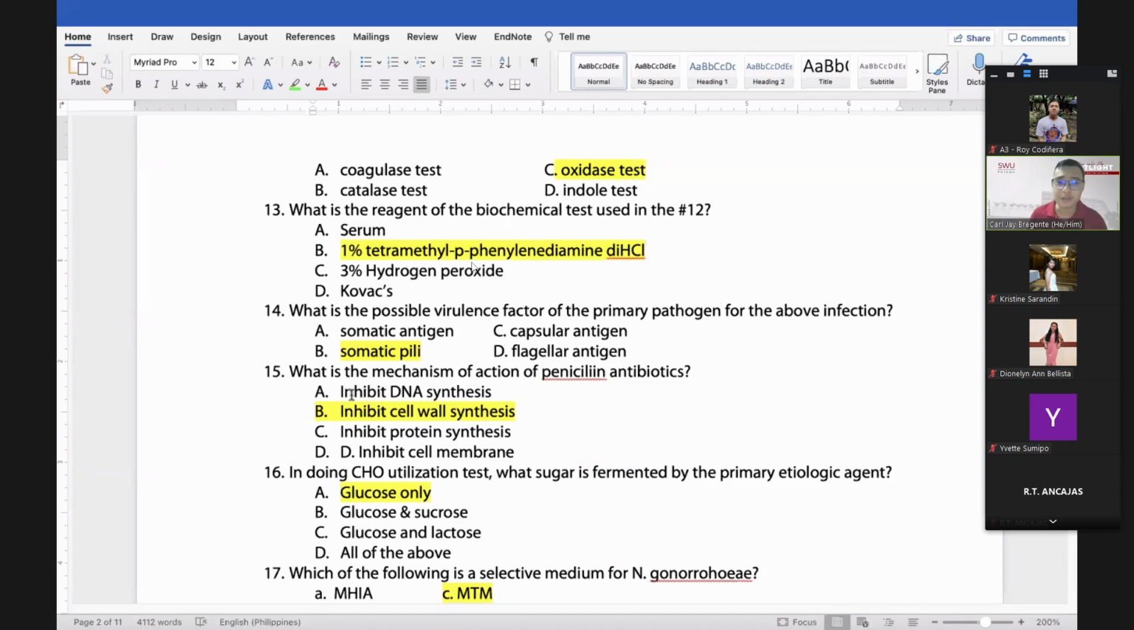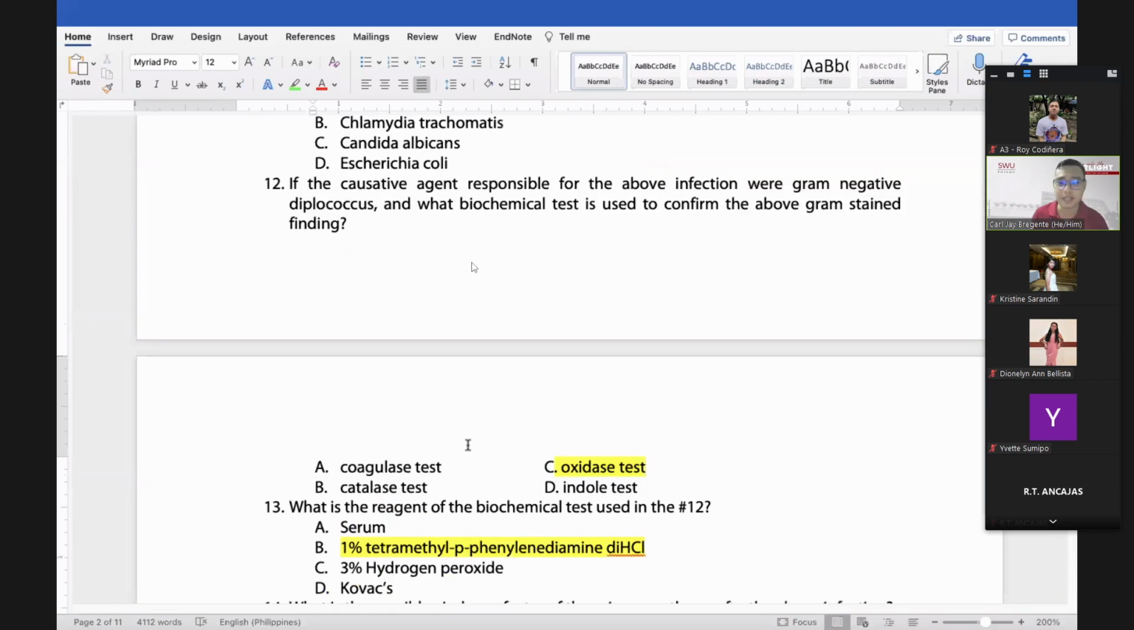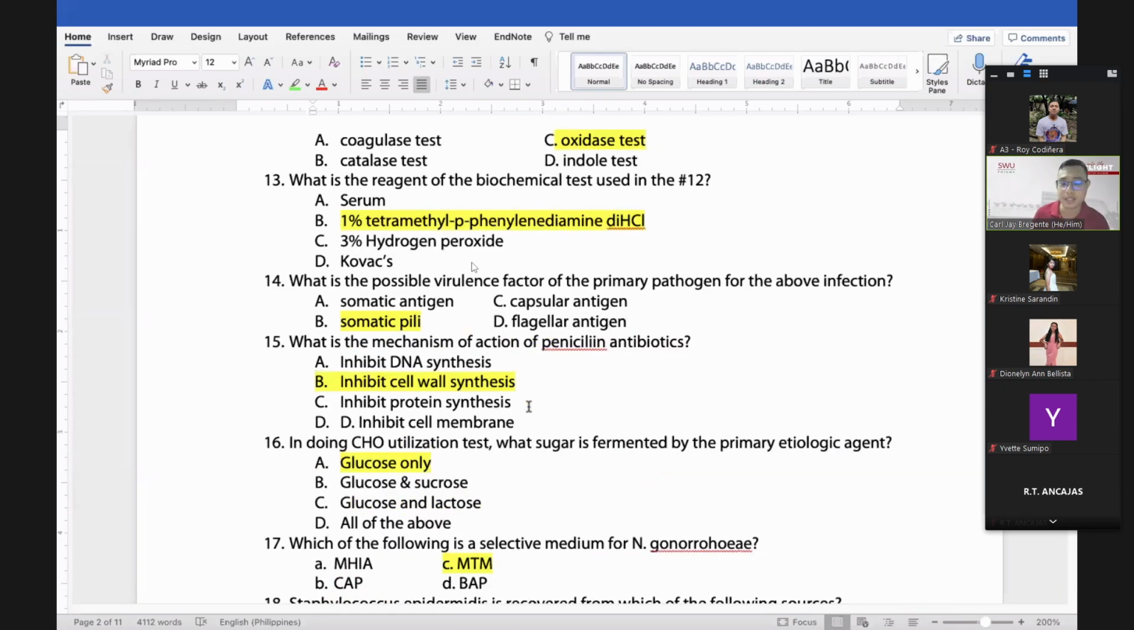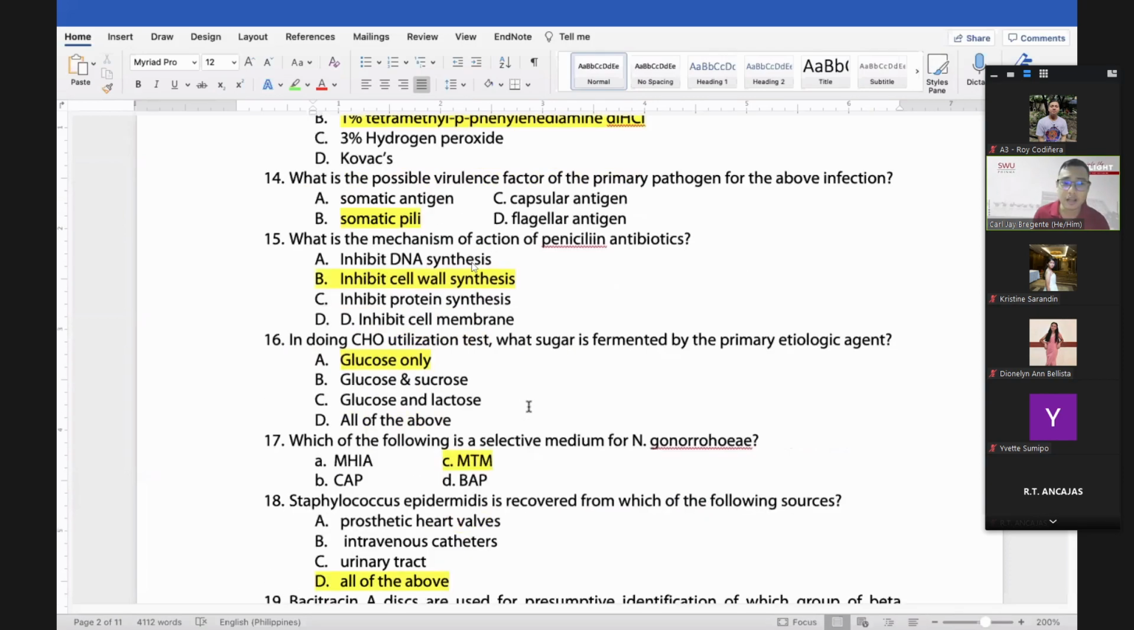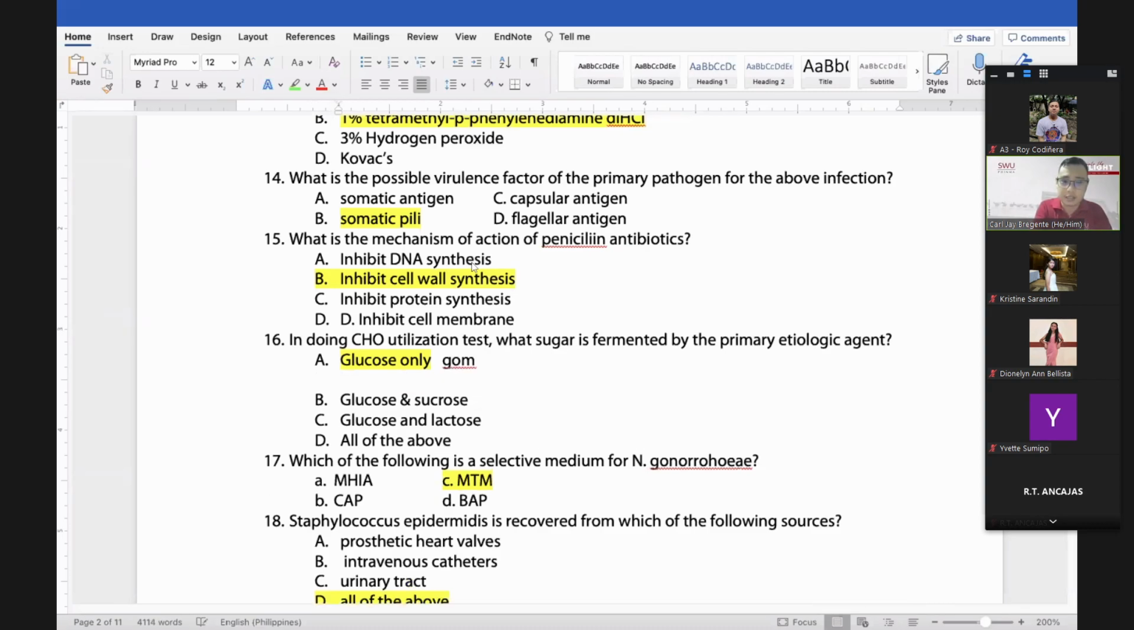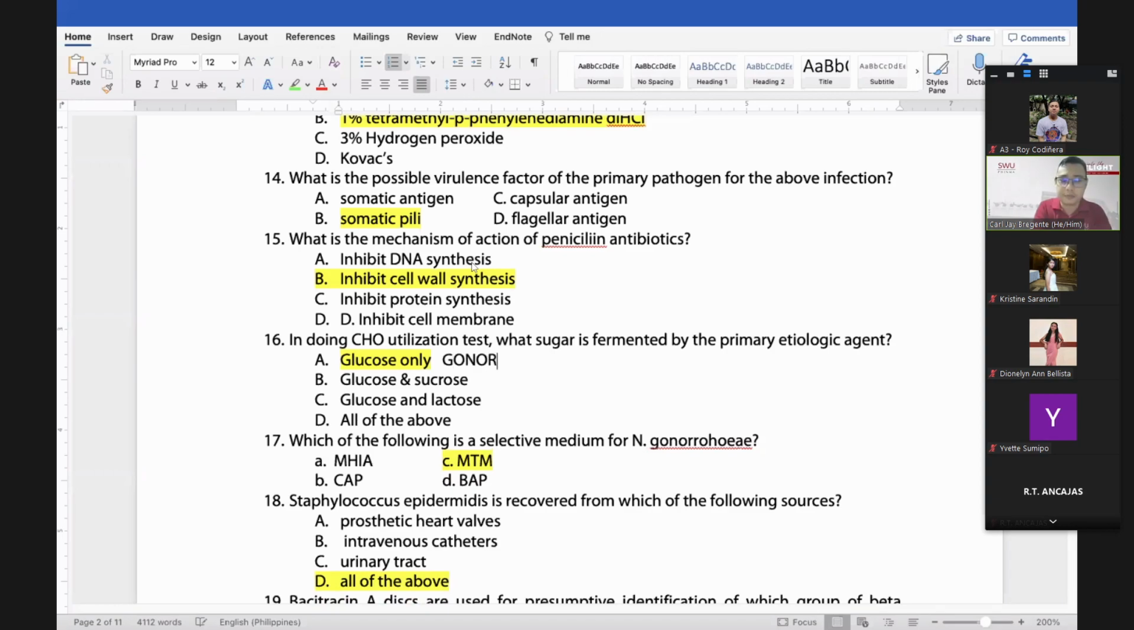Again, another question, what's the mechanism of action of penicillin? So you already know sa number 10 kanina that penicillin inhibits the cell wall. So that's still the same answer. Number 16, in doing carbohydrate utilization testing, what sugar is fermented by the primary etiologic agent? Remember, class, pag gonorrhea, G there, always think of glucose.